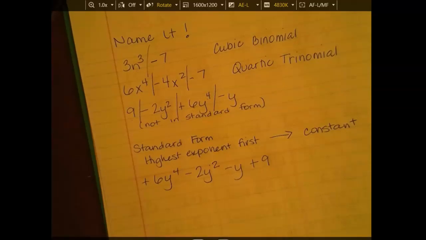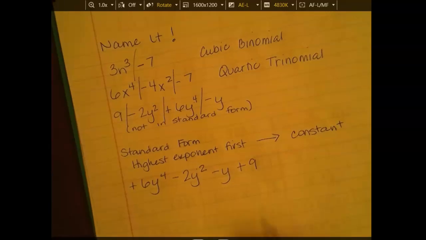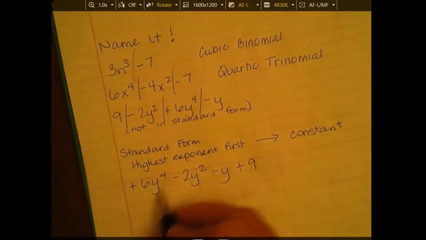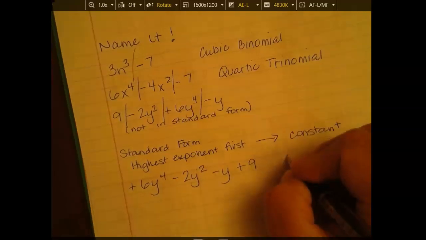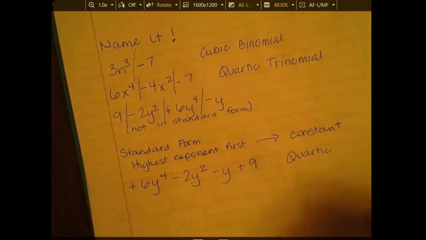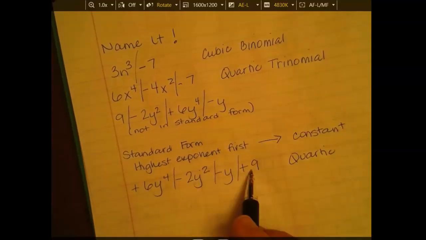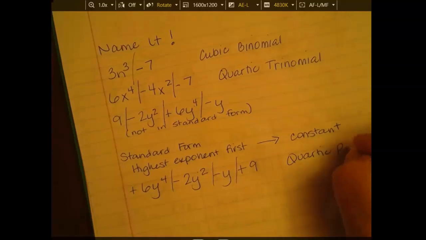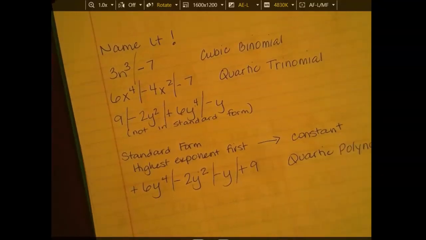So now this is in standard form, right? The exponents are in decreasing order. Now that way we can look at the very first one and get our highest exponent is the fourth power, so that means it's quartic. It has, split again so I can see, 1, 2, 3, 4 terms. That makes it just a polynomial. Okay, does that make sense?